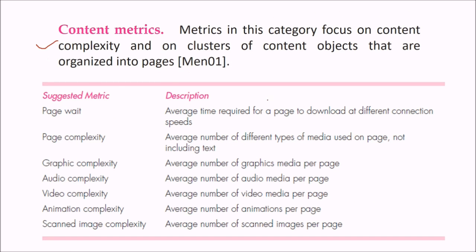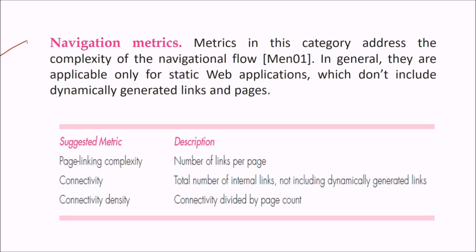Then the content metrics. The metrics in this category focus on the content complexity, or on the clusters of objects together that are organized into pages. So page weight, page complexity, graphic complexity, audio complexity, video complexity, animation complexity, scanned image complexity. Navigation metrics. Metrics in this category address the complexity of navigation flow. So in general, they are applicable only for static web pages.